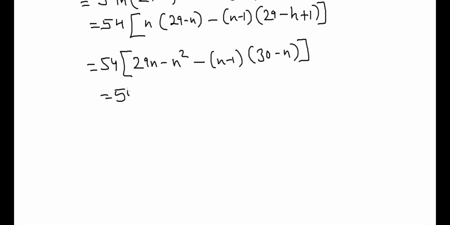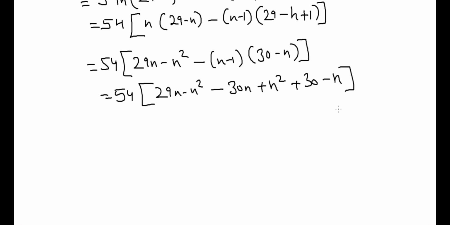So 54 times (29n minus n square). If we open this, we get 30n, positive n square, positive 30n, 30, and negative n, that you can check. So n square cancels, this 30n and 29n, if you cancel negative n, it will be left.